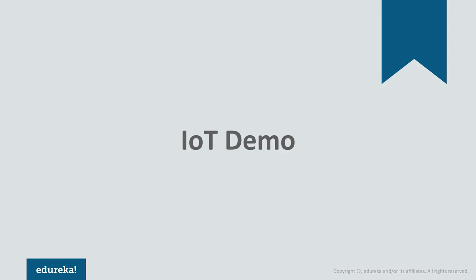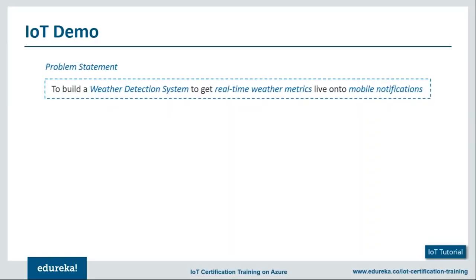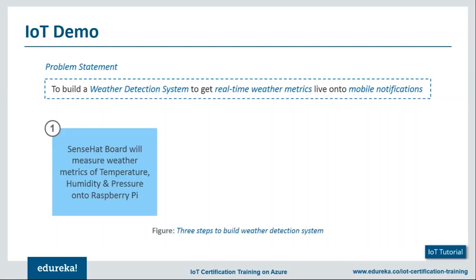Now that we've installed Raspbian on Raspberry Pi, it's time we begin with the demo for this session. What we're trying to do is build a weather detection system to get real-time weather analysis. Real-time analysis here basically means pressure, temperature, and humidity, and we want to get a live mobile notification for this.